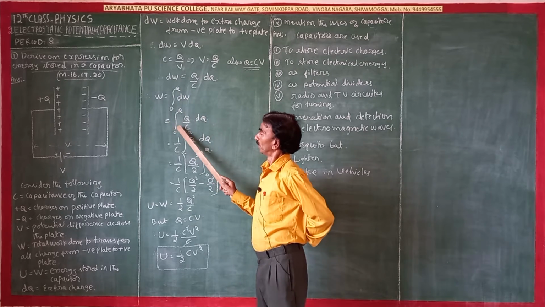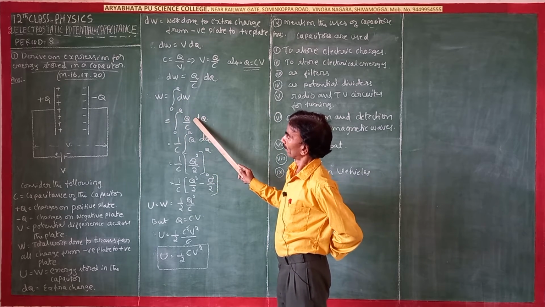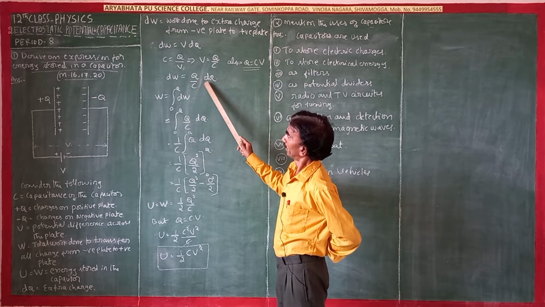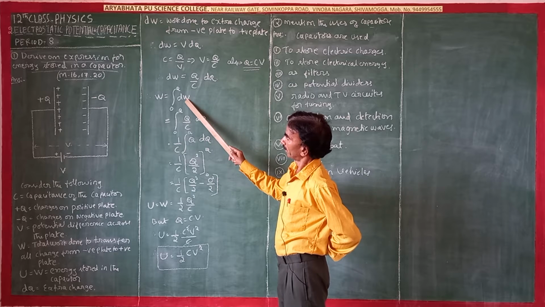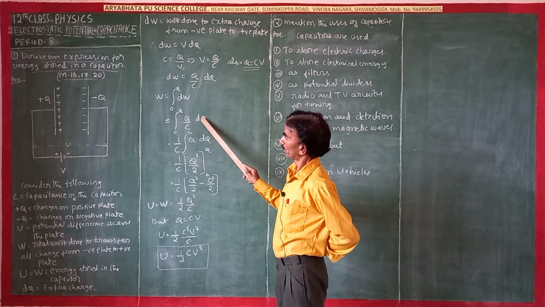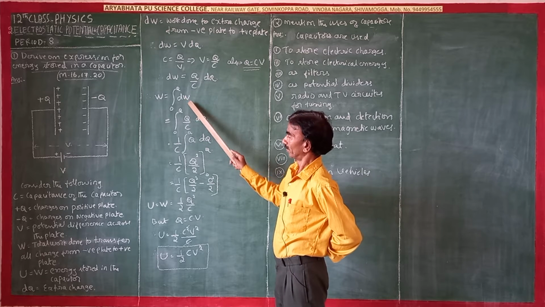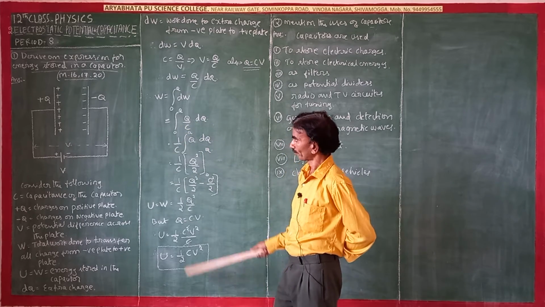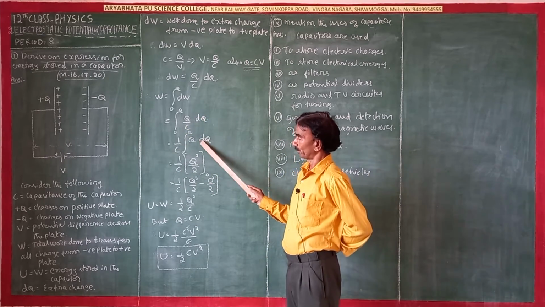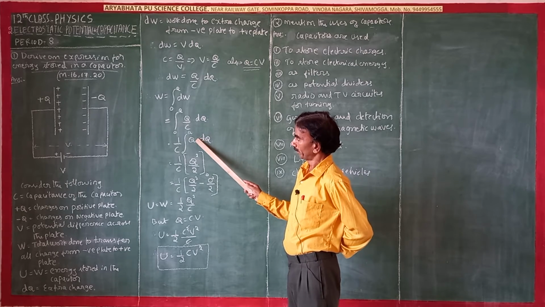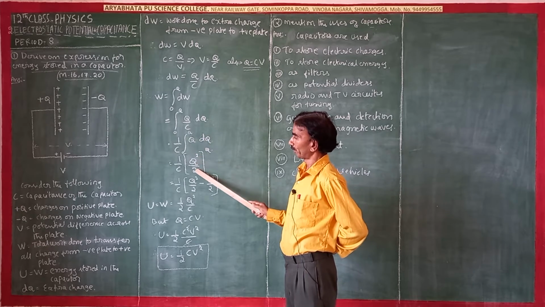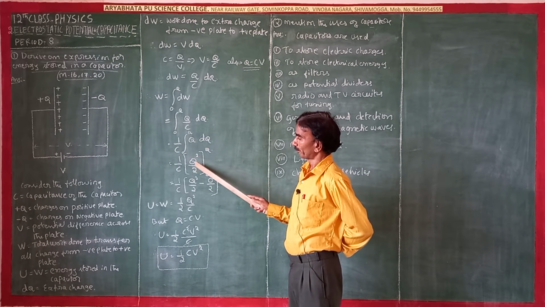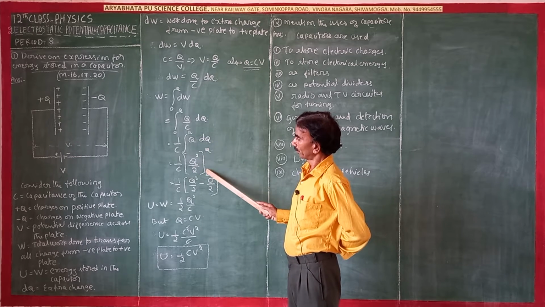So that is the integral from 0 to Q of Q by C into dQ. Here dW means Q by C into dQ, so put Q by C into dQ instead of dW. 1 by C is common, taken outside, so Q into dQ remains. Integration of Q is Q square by 2. That formula is there: integration of Q is Q square by 2, from 0 to Q.